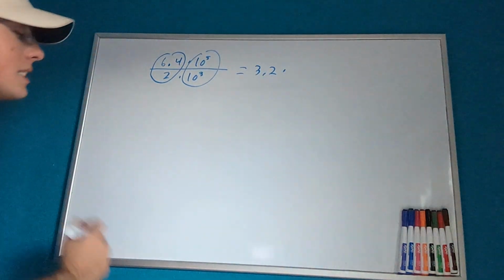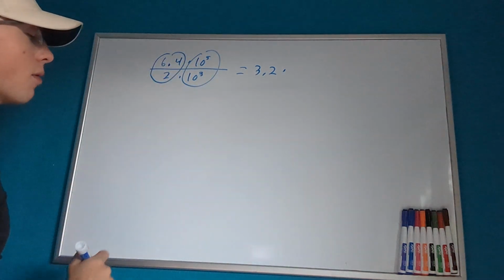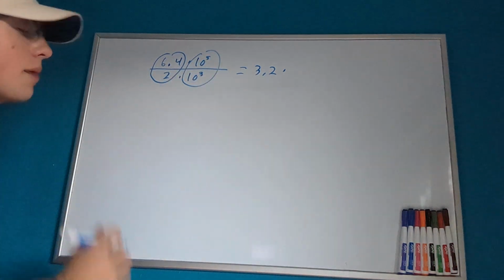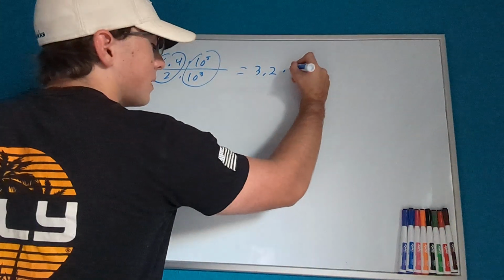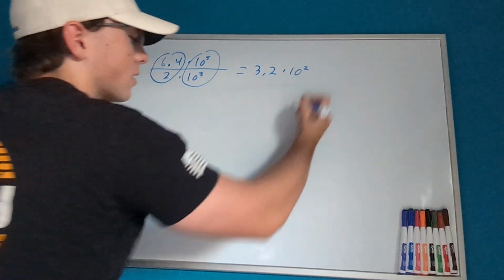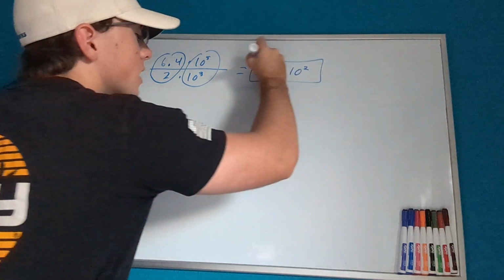Then we have times 10 to some power. What will the power be? When we have exponents and we're dividing exponents, we're going to subtract them from each other. So it's going to be times 10 squared. And that's our answer in scientific notation.